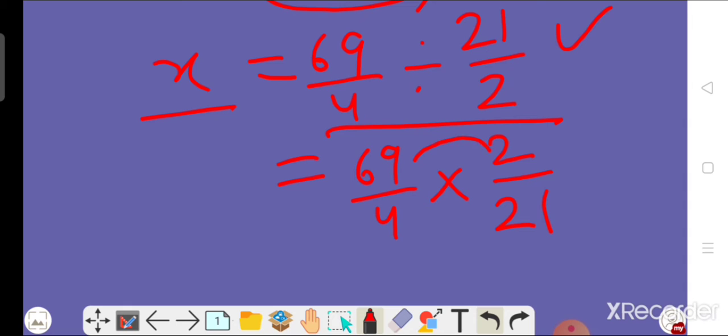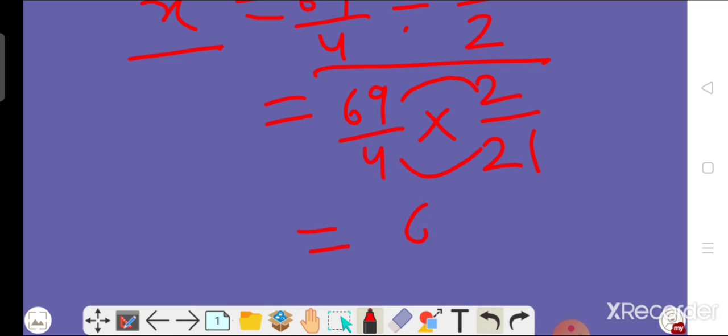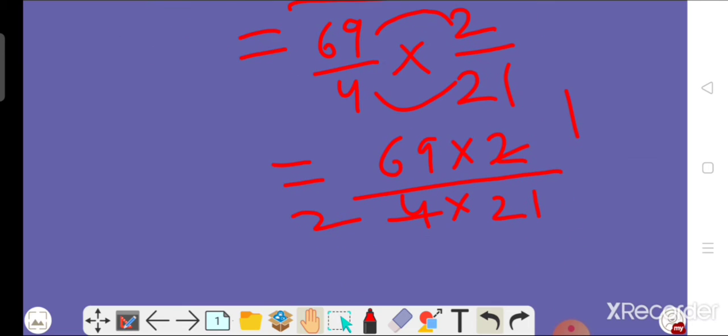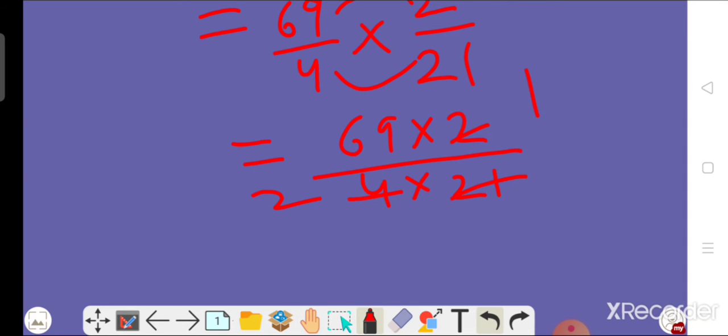Now we have to multiply numerator to numerator and denominator to denominator, and this is equal to 69 multiplied by 2 over 4 multiplied by 21. 2 is the highest common factor between 2 and 4, so 2 ones are 2 and 2 twos are 4. And here 3 is the highest common factor between 21 and 69. So this will become 7 because 3 sevens are 21, and this will become 23 because 23 3s are 69. So the result is 23 by 14.